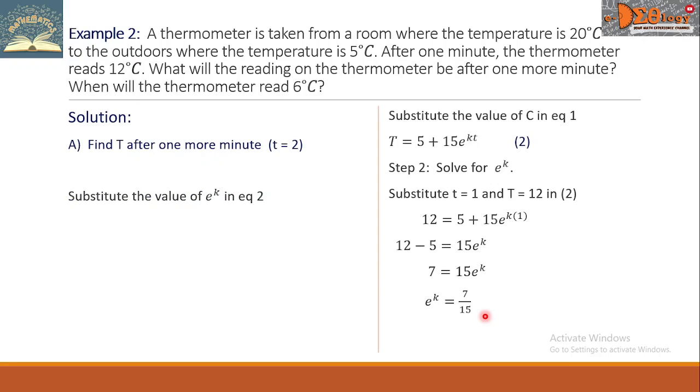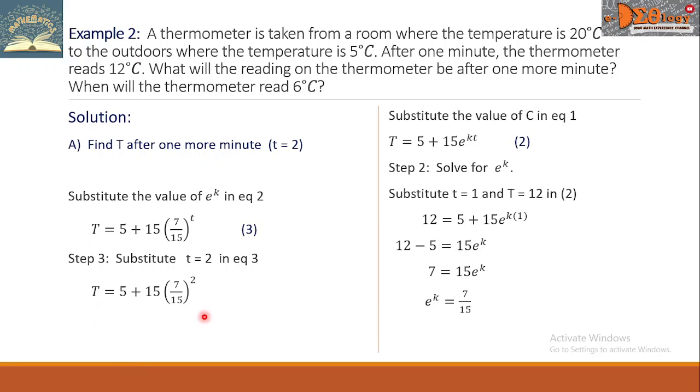Next, let us substitute the value of e raised to k in equation 2. So we have T is equal to 5 plus 15 times the fraction 7 over 15 raised to the variable t. This is now our equation number 3. Then we go to step 3. Let us substitute t equals 2 in equation 3, and we can solve for the big T.